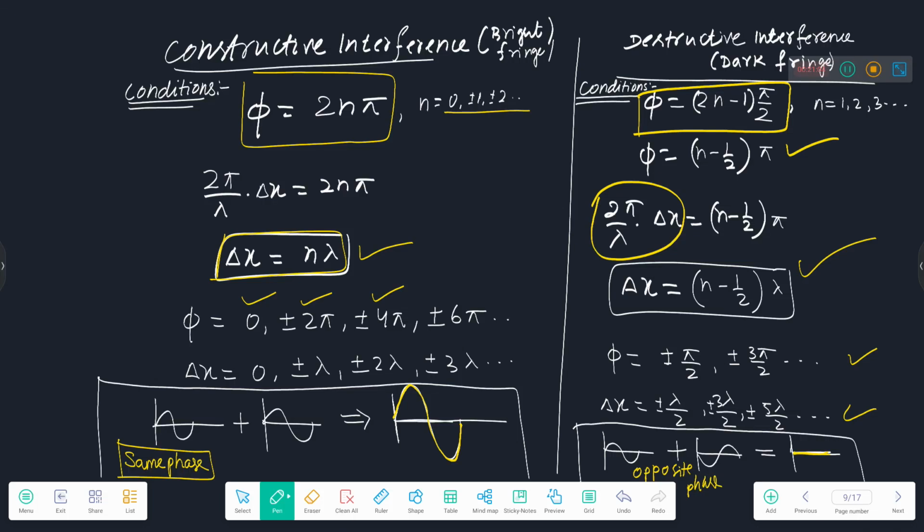Together, constructive and destructive interference both happen in interference. That's why for constructive you get a bright fringe, and for destructive, what fringe? A dark fringe. So keep that much idea in mind. And next, listen.